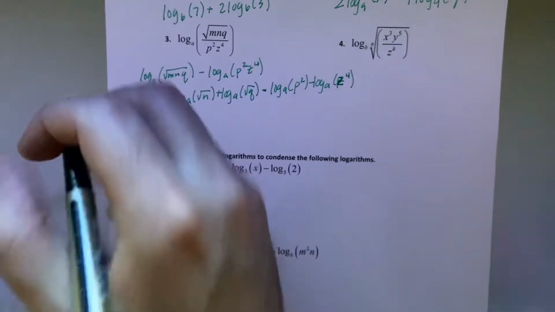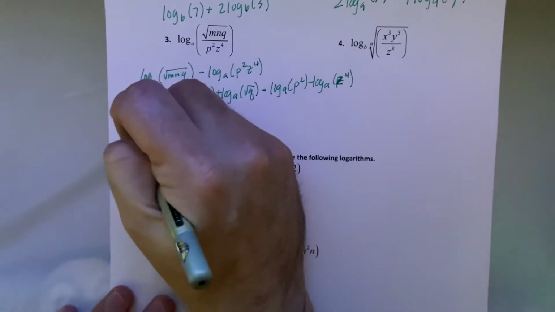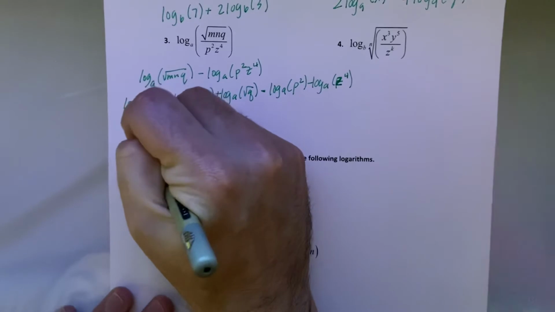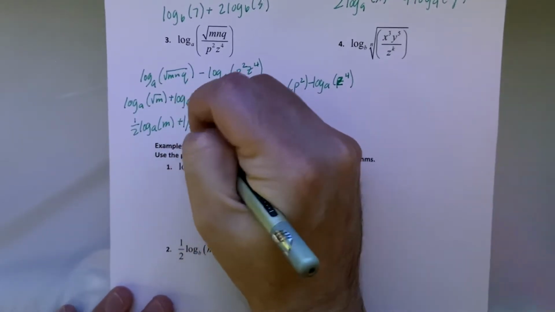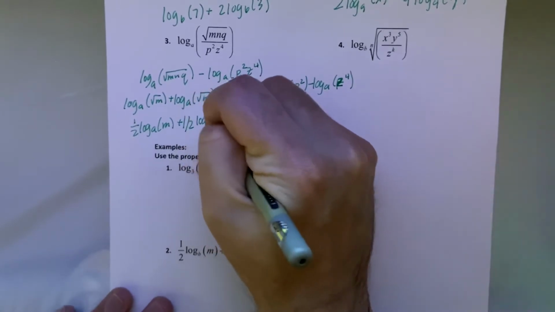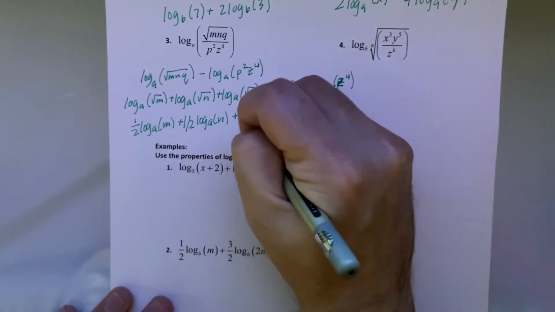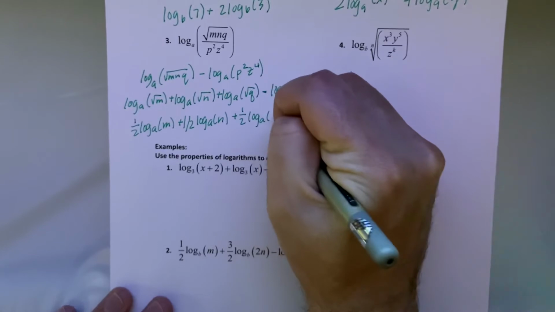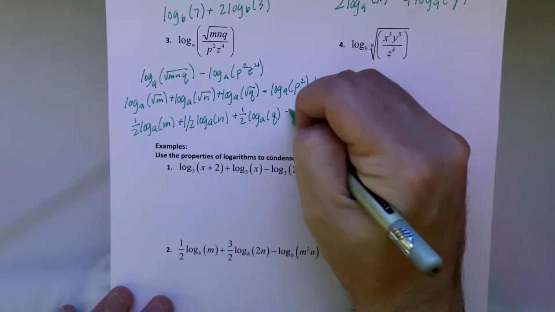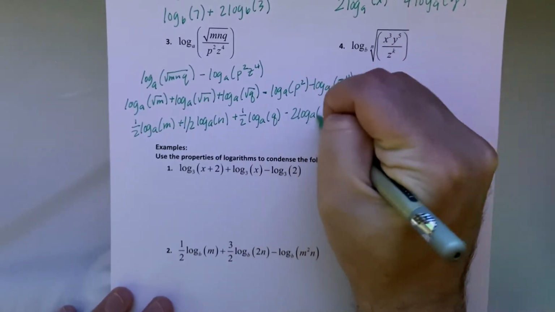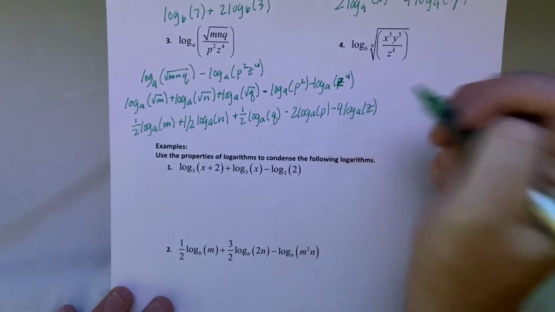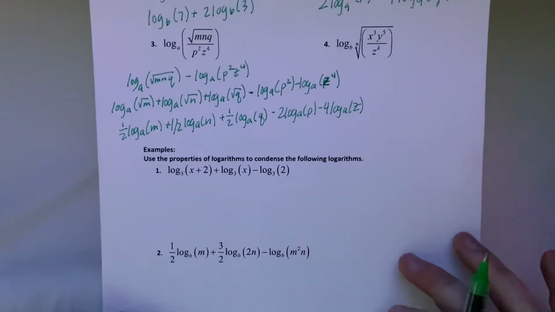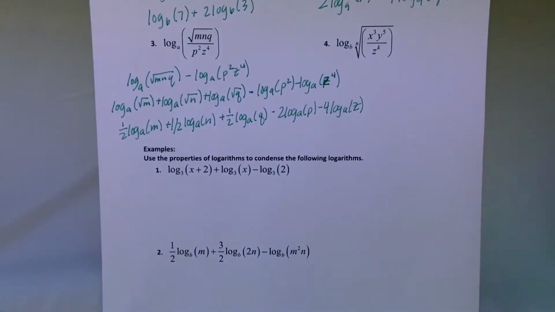Of course, the square root power is to the 1/2 power, so I can bring a 1/2 in front. 1/2 log base a of m plus 1/2 log base a of n plus 1/2 log base a of q minus 2 log base a of p minus 4 log base a of z. And now all these variables are by themselves, so we're done with this.